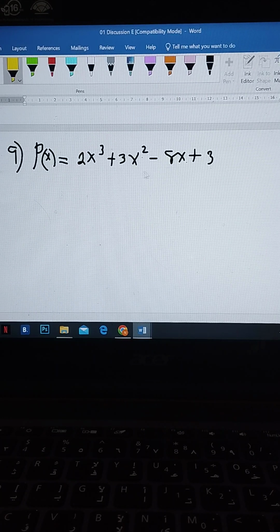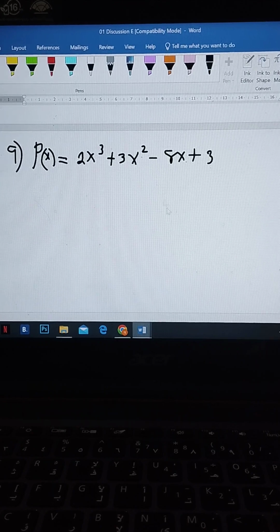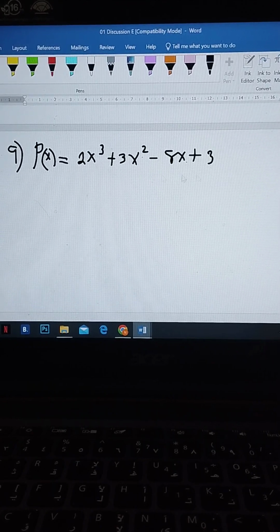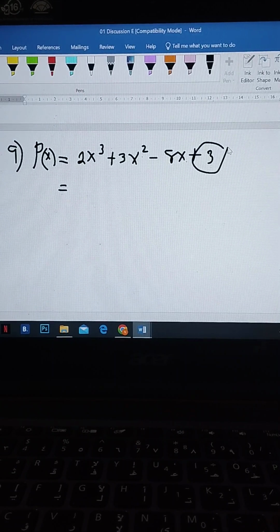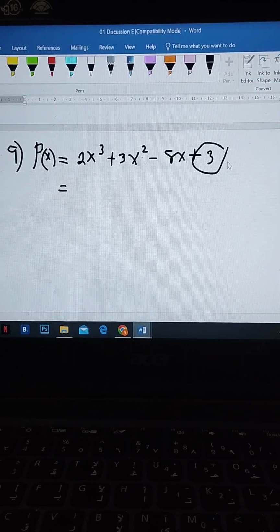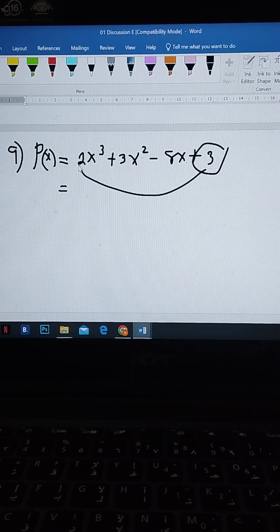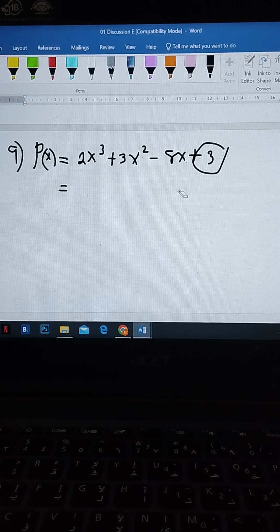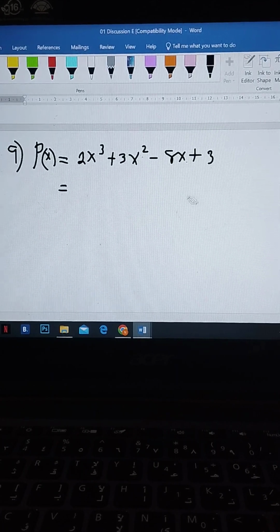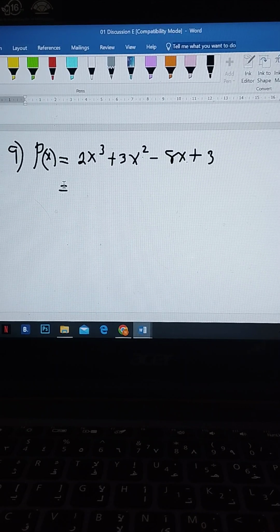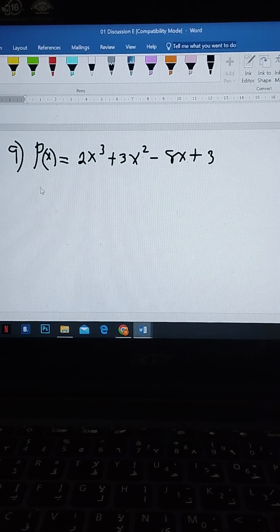Okay, so if we will try grouping, we cannot use grouping from here because the coefficients are 2, 3, negative 8, 3. Anyway, how many possible factors are there here? Positive negative 1, positive negative 3, then 3 over 1, 3 over 2. So let's try the whole number 1.